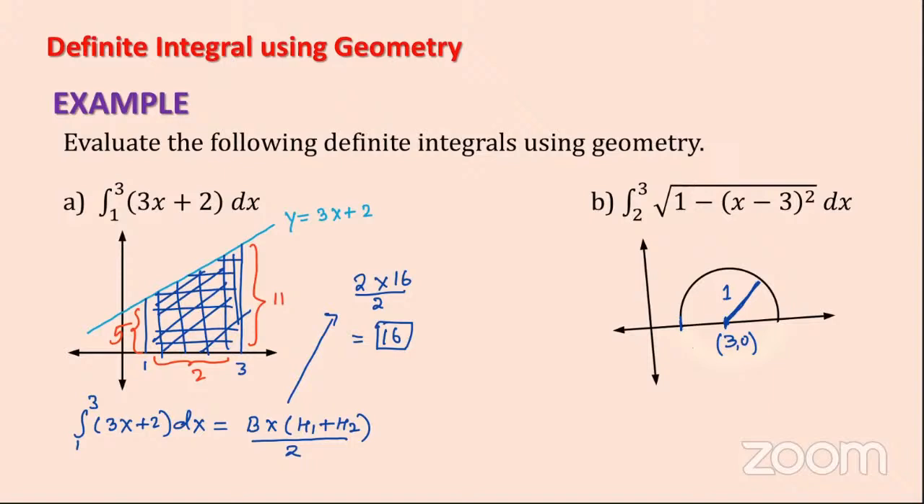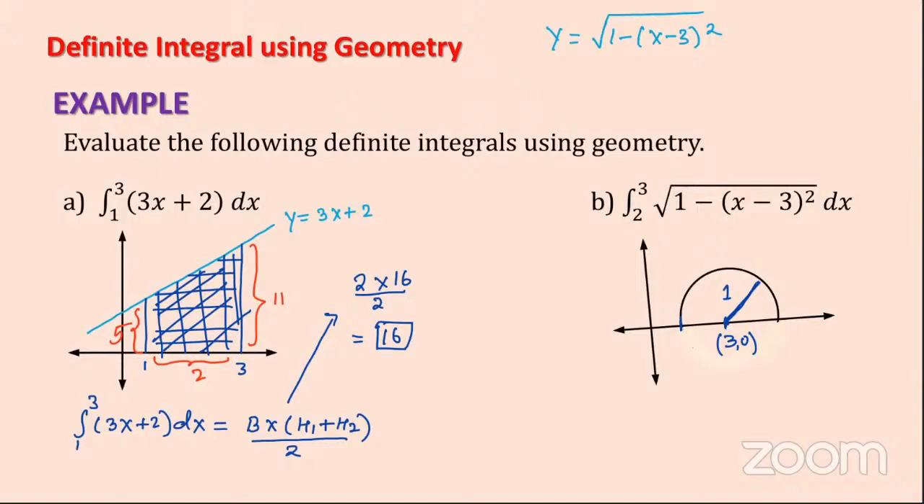So we draw this graph using our calculator, right? But you can also think of this function as y equal to, let me write here on the side, square root of 1 minus (x minus 3) squared. If we analyze this, you'll see that this is a semicircle. Here we have the positive square root, so the y value is positive only. That's why it is above the x-axis.